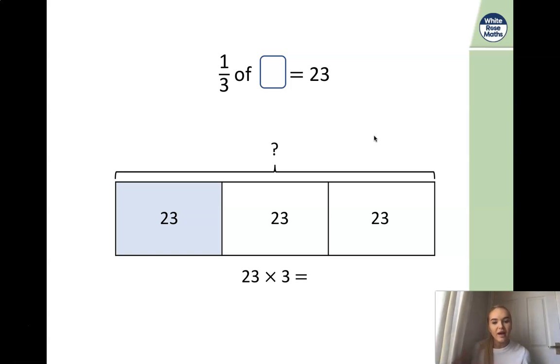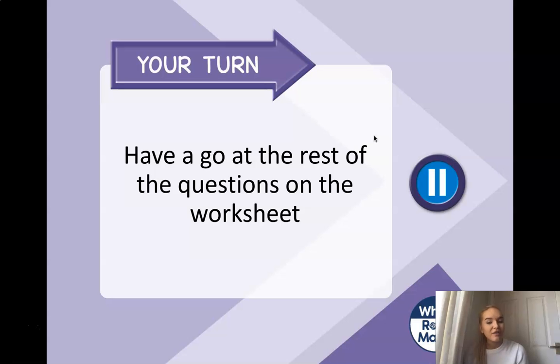And if you're not sure what that is, you can do 2 multiplied by 3, which is 6. So 20 multiplied by 3 would be 60, and 3 multiplied by 3 is 9. So 23 multiplied by 3 is 69. So 1/3 of 69 is 23. Can you see how we work backwards to find that answer? Brilliant. Okay, can you now have a go at the rest of the questions on the worksheet, please?